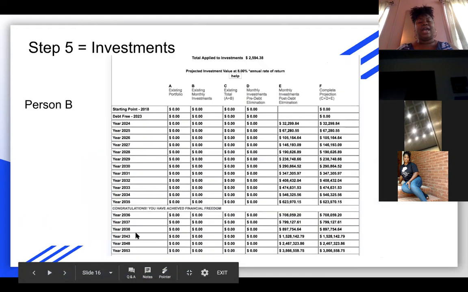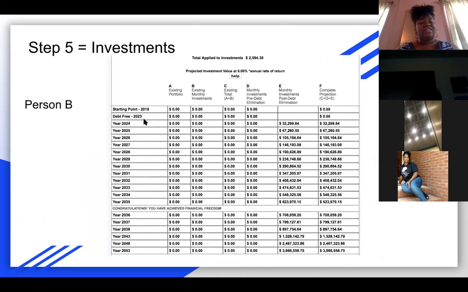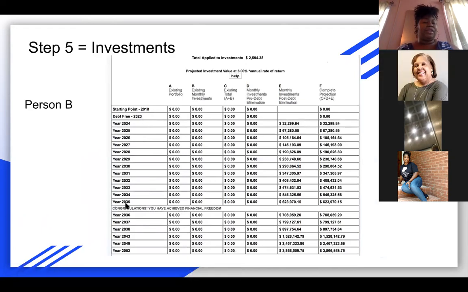Now let's take a look at person B. They're debt free a lot sooner in 2023. They're going to be financially free in 2035, which is a lot faster than 2049.